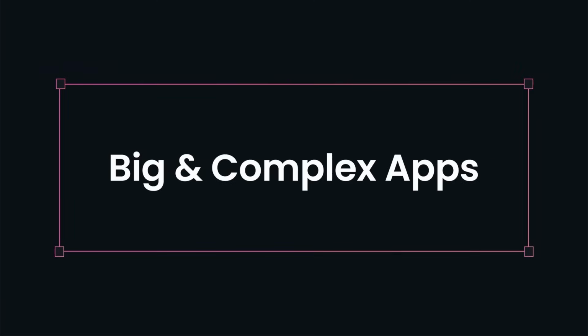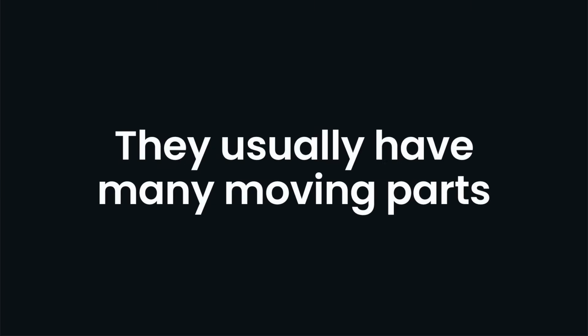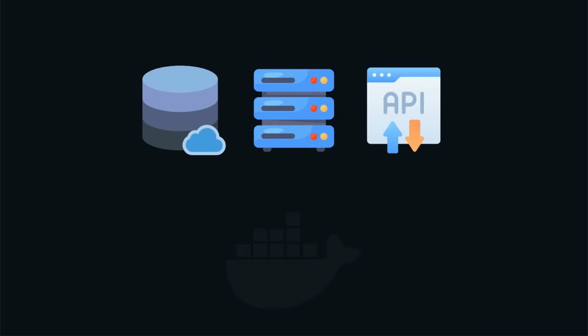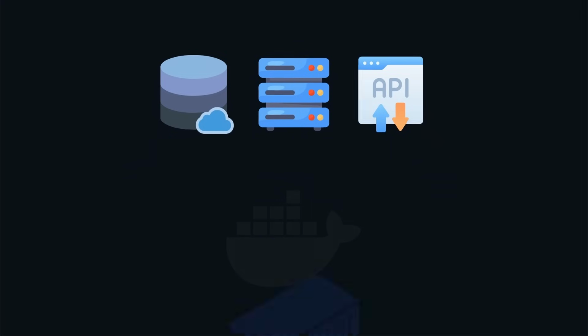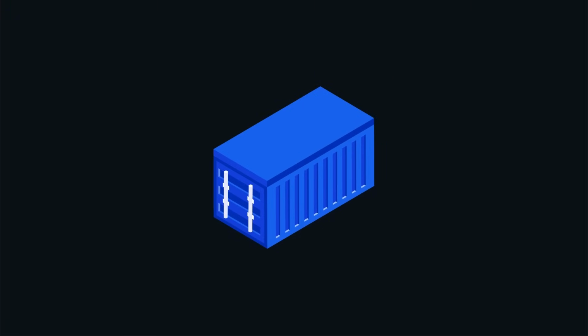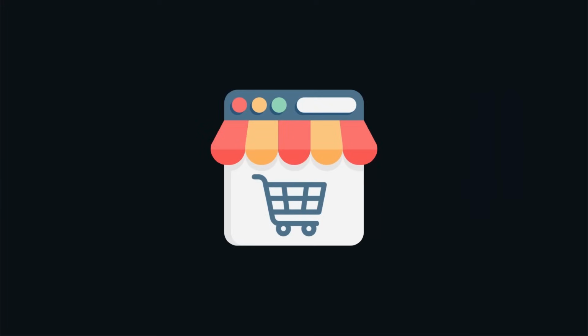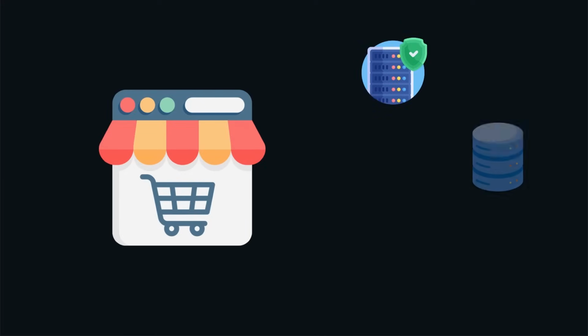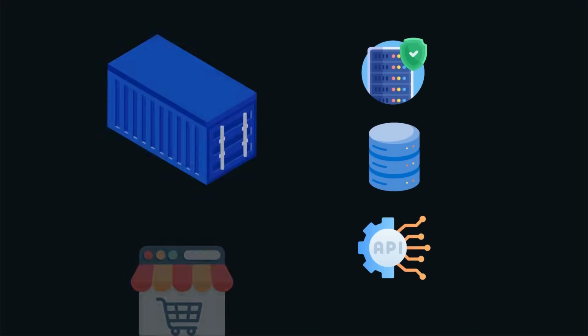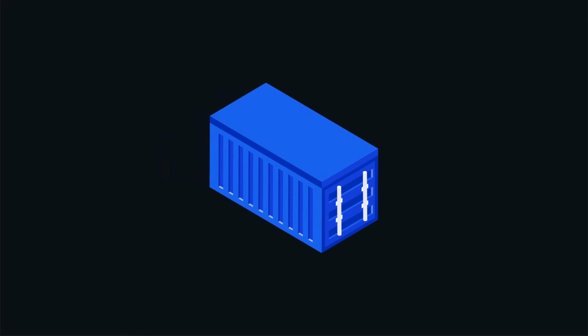If you have big and complex apps, they usually have many moving parts, like databases, servers, and APIs. Docker packages everything an app needs into a standardized unit or a container, making it easier to manage. Imagine having a large e-commerce platform with a web server, a database, and multiple APIs for payment, order processing, and inventory management. Dockerizing each component ensures that they work together seamlessly and can be easily deployed or scaled as needed.